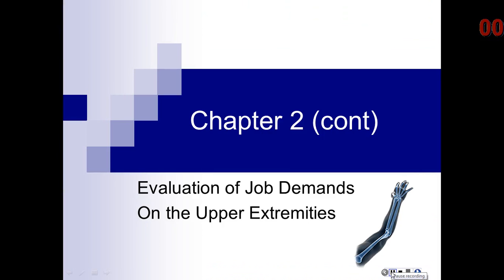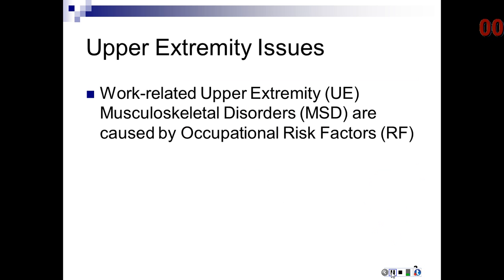Hello. For our final week of lecture, we're going to be looking at evaluating job demands of the upper extremities. If I were to ask you to answer this true or false: work-related upper extremity, which we'll abbreviate UE, musculoskeletal disorders, or MSDs, so UE MSDs, are caused by occupational risk factors, would you answer that true or false?